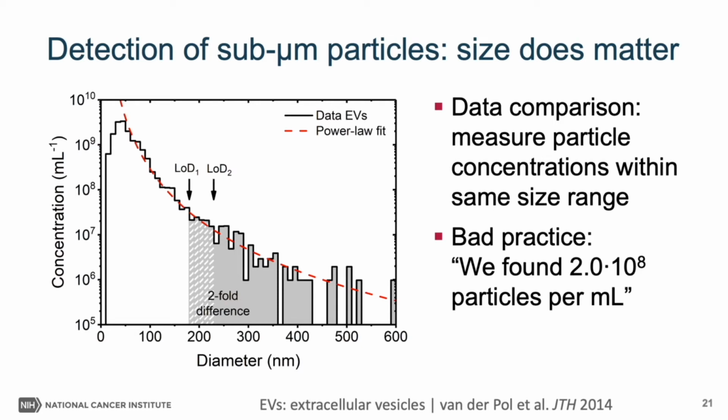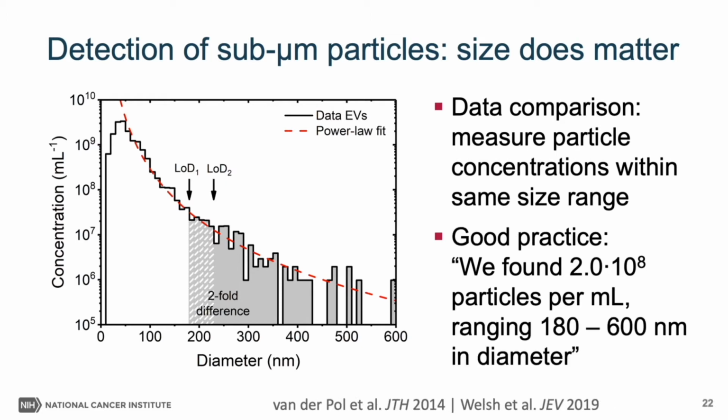So for data comparison, it's important to measure particle concentrations within the same size range. Therefore, it's bad practice to state we found 200 million particles per milliliter. Good practice would be to state we found 200 million particles per milliliter ranging 180 to 600 nanometer in diameter.